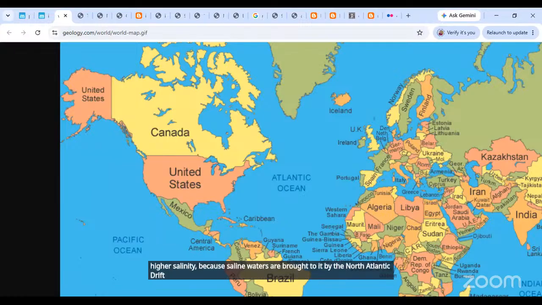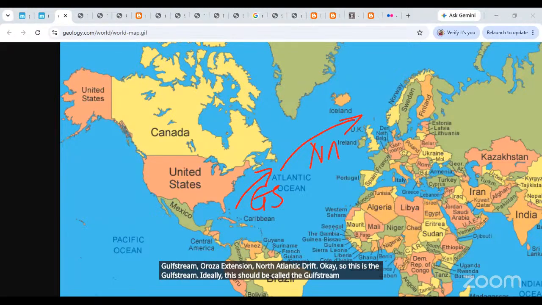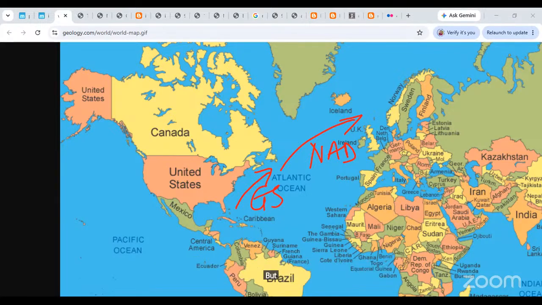What you're essentially saying is that there is a warm ocean current over here, the Gulf Stream, or its extension, the North Atlantic drift. Ideally, this should be called the Gulf Stream, and this should be called the North Atlantic drift. This North Atlantic drift is a warm ocean current, and there is a clear advantage to it: it will keep the North European ports ice free even in winter. But of course, it will raise the salinity of the North Sea, because of the higher temperature.